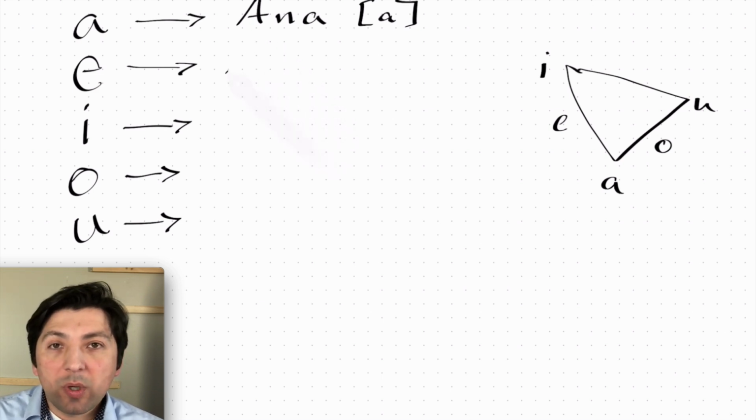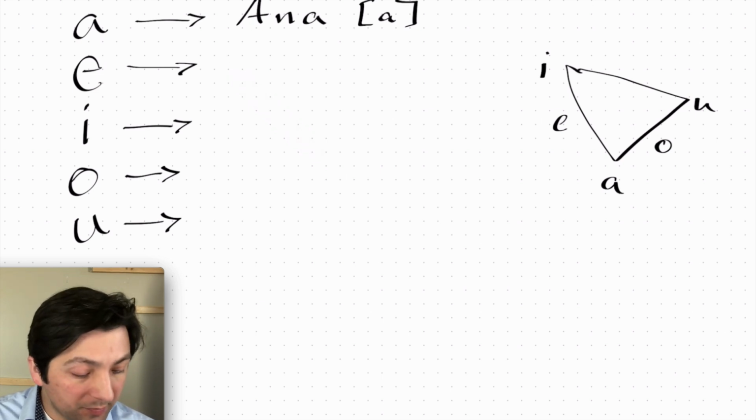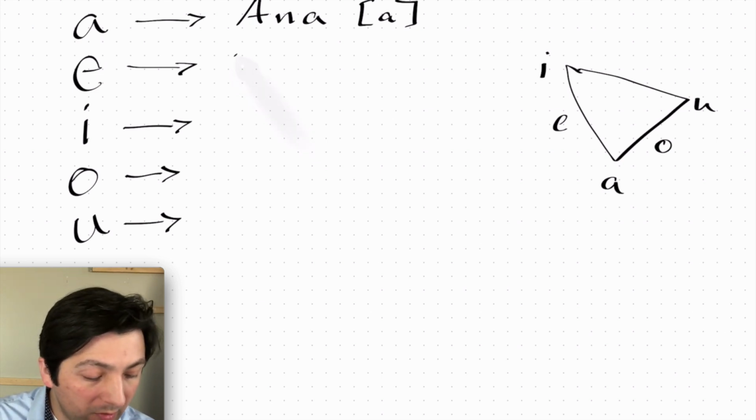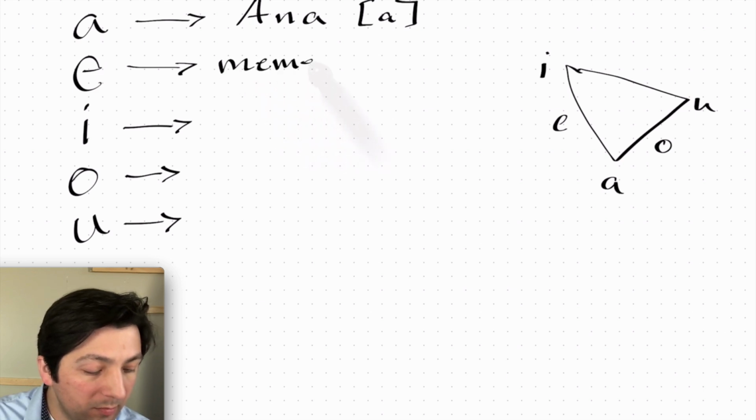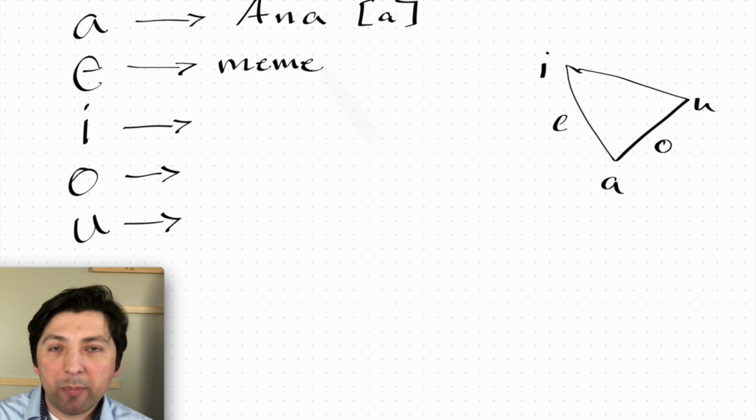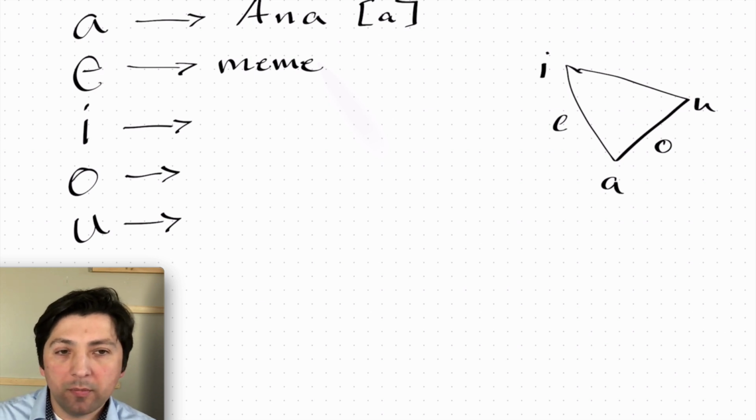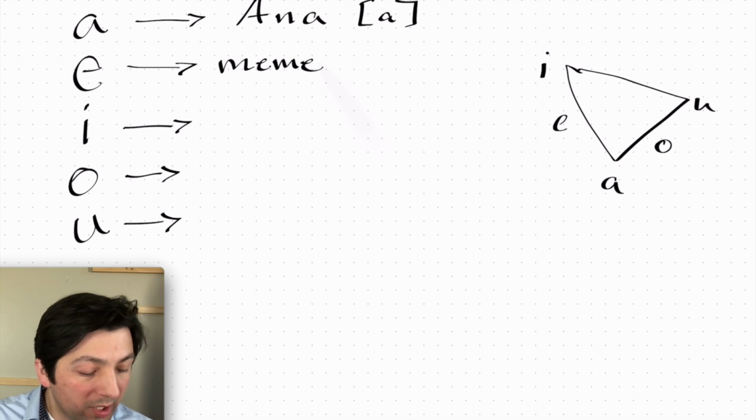Once we get to this one, this is going to be E. That's it. It's just E. So we have, for example, meme, which is a meme. And that's it. Meme. E. Now, there's a challenge with this one and this one. So International Phonetic Alphabet, this is what we have.